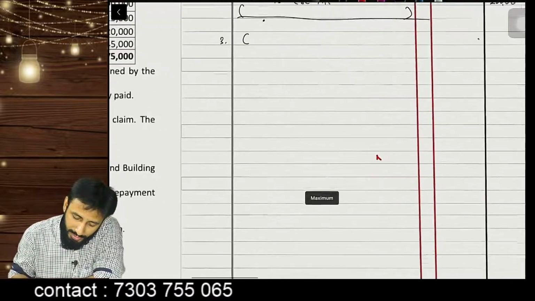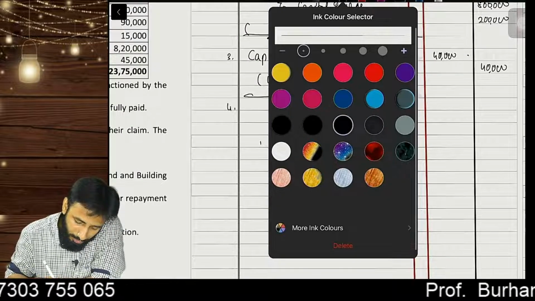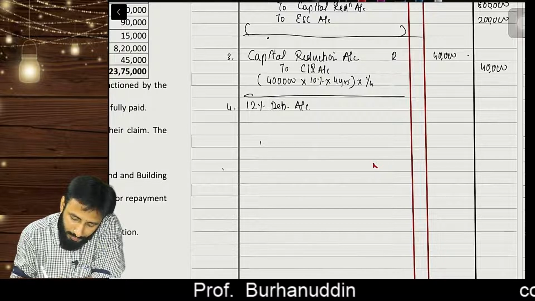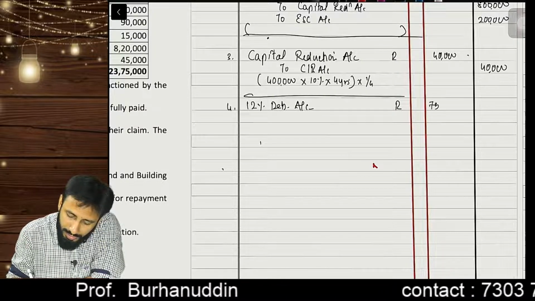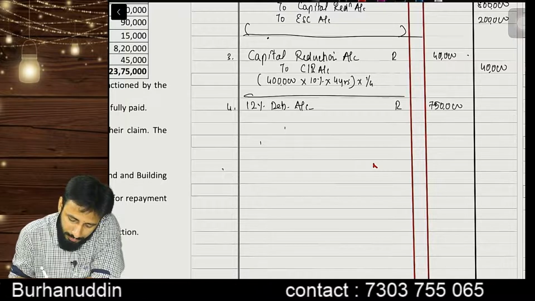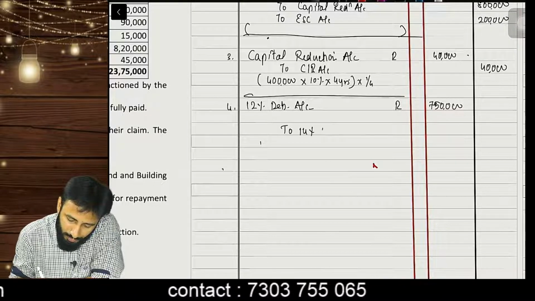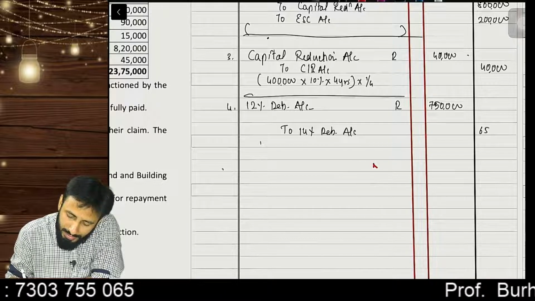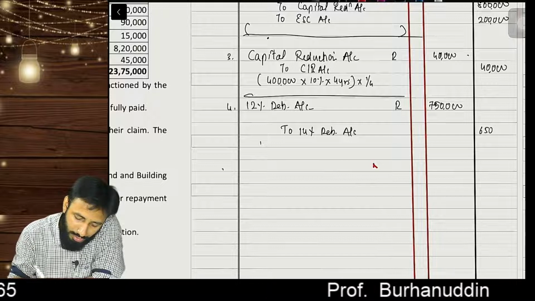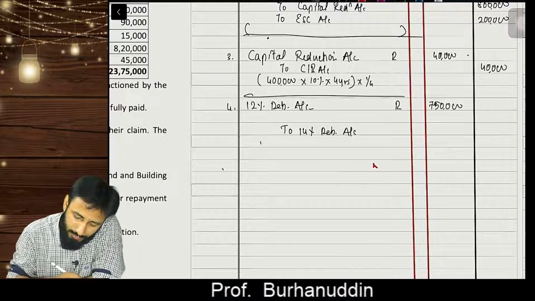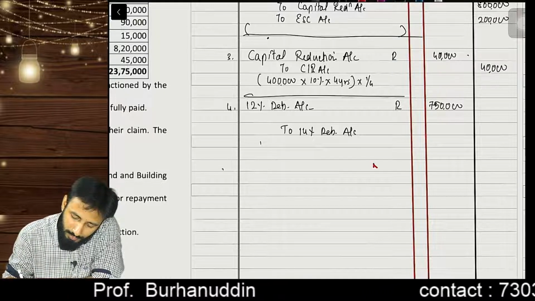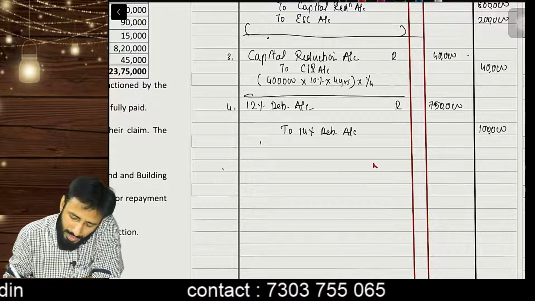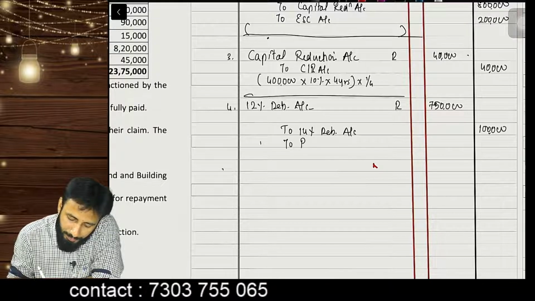So have a look at this. Look at the entry. I am having 12% debenture. So entry will be 12% debentures 7,50,000 to 14% debenture 6 lakh, to 1 lakh. I'm giving them plant and machinery.